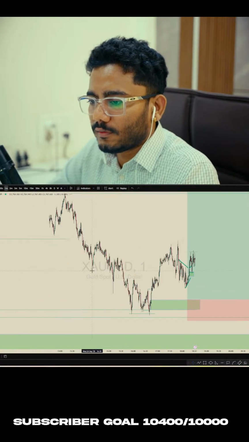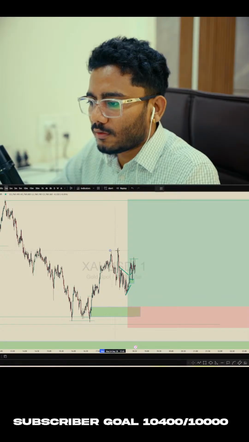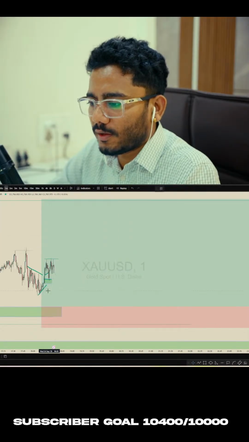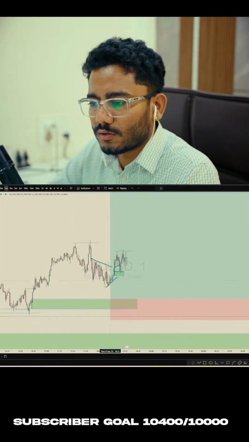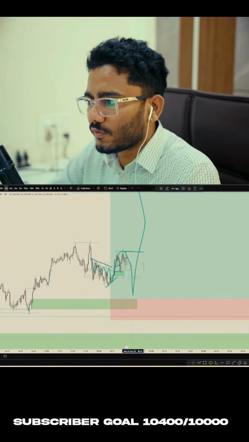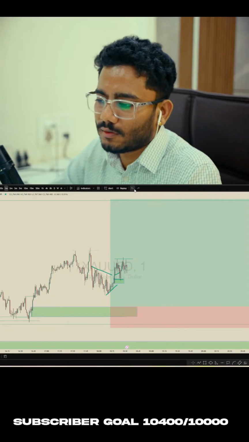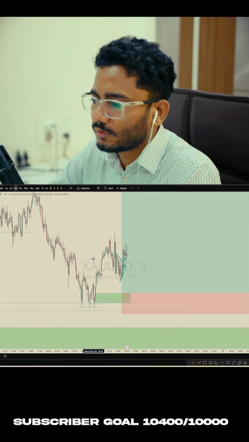So if you look at this lower time frame, I think because it's consolidating, price broke the structure over here and it's created liquidity. So we could see a reaction to the downside, then again upside. I think something should happen, not 100%.